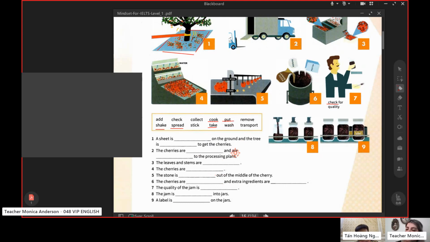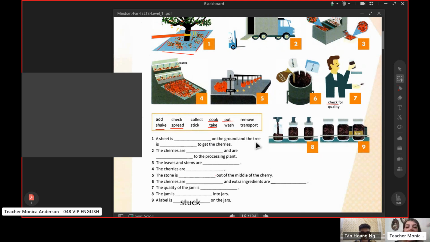Put. Very good. Is put into jars. A label is... stuck. Again, the past participle. No, let me write here. Let me change the color. I normally need to change the color to black. Stock, stick, stuck. Okay, good.